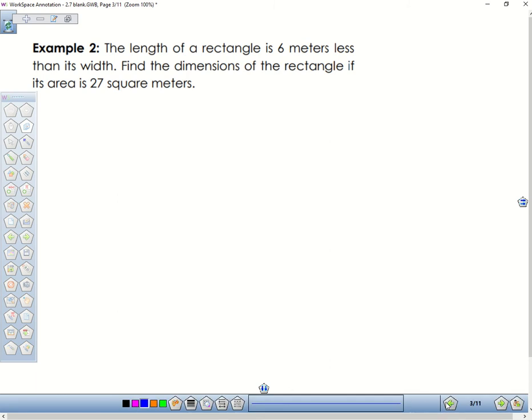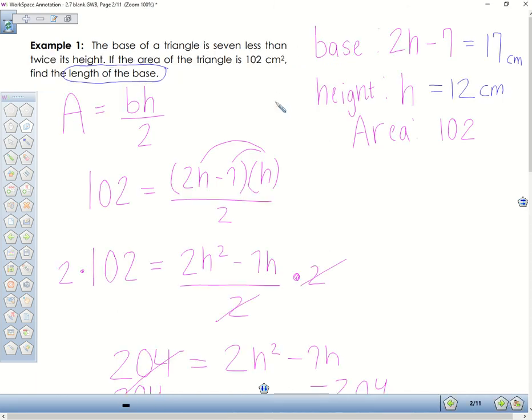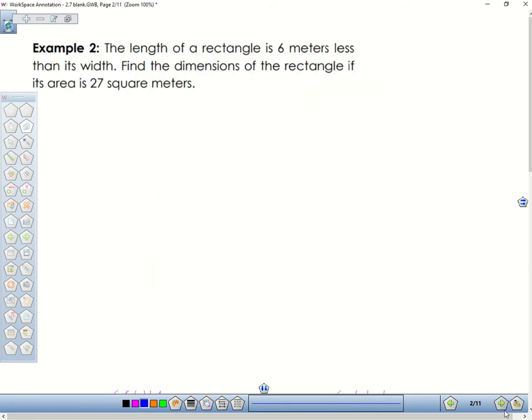And I will have you put a star on this question, because this is the kind of question that might be on your test or quiz, FYI. Okay? So some of these word problems are going to be things that will be on the test or quiz, more similar to those kind of questions. So I'll give you a little bit of a hint here.